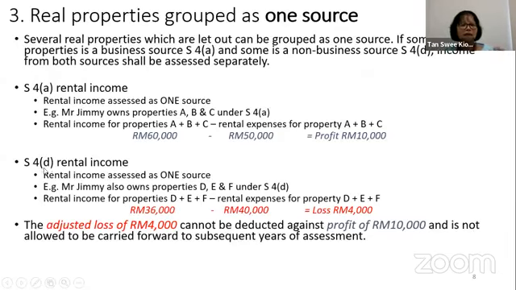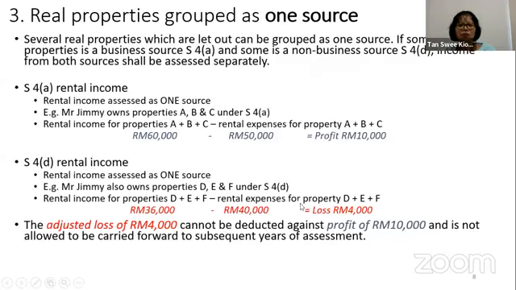And under Section 4D rental income, Mr. Jimmy also has another three properties, which are D, E, and F. For these three properties, income is 36,000 and expenses incurred are 40,000, so there is a loss of 4,000. Can this 4,000 loss be offset against the 10,000 profit? No, because they are under different categories of rental income.